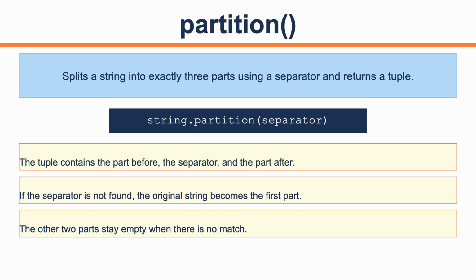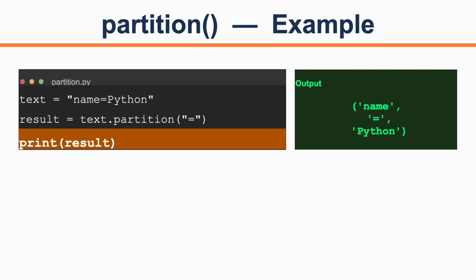The partition method splits a string into exactly 3 parts using a separator. It returns a tuple containing the part before the separator, the separator itself, and the part after. If the separator is not found, the original string becomes the first part, and the other two parts stay empty. Here we store the string name equals Python in a variable called text.